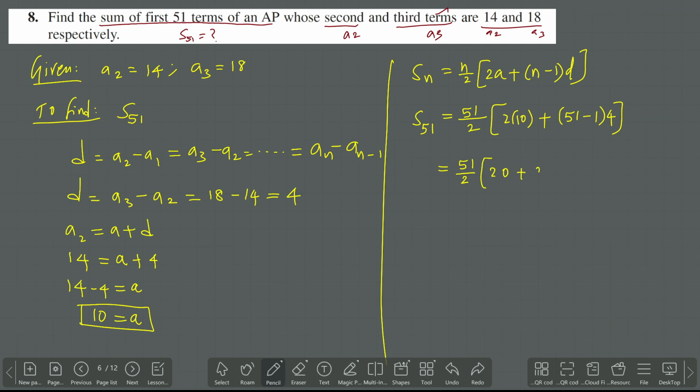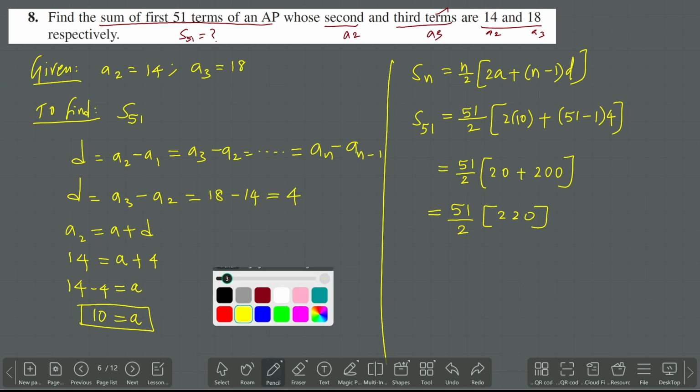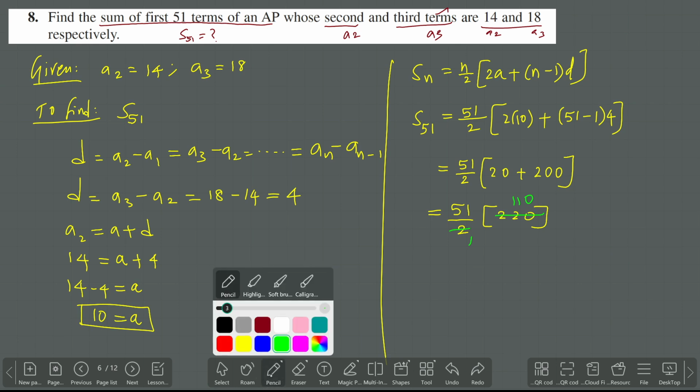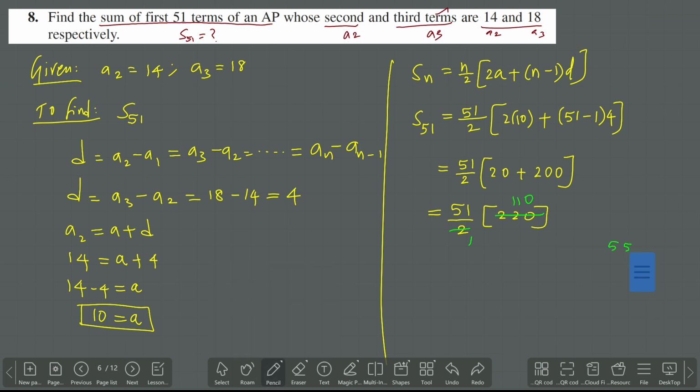50 into 4 is 200. 200 plus 20 is 220. So 51 divided by 2 times 220. Now you can cancel with the 2 table, 2 into 110. So what am I getting? 51 multiplied by 110. What is the answer? 5610. What does it mean? The sum of the first 51 terms, that is my required answer.